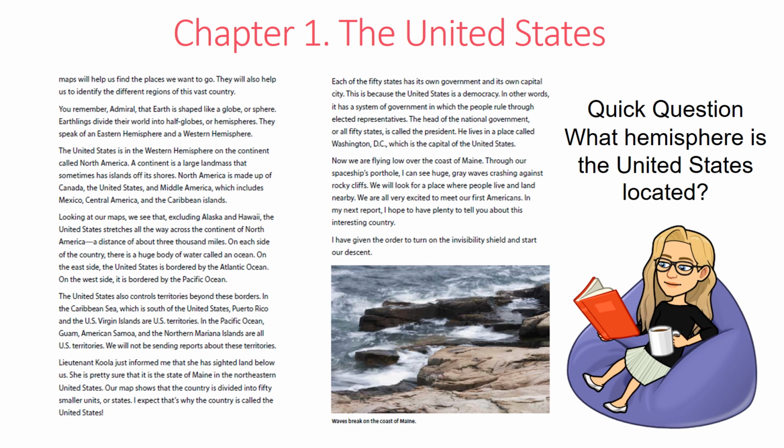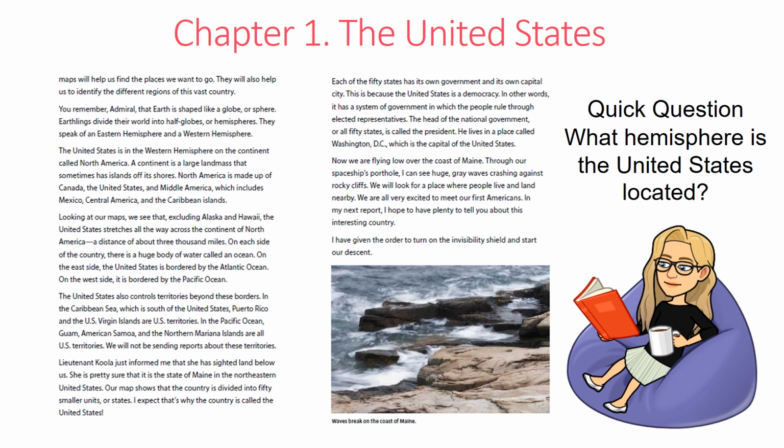This is because the United States is a democracy. In other words, it is a system of government in which people rule through elected representatives. The head of the national government, or all the 50 states, is called the president. He lives in a place called Washington, D.C., which is the capital of the United States.